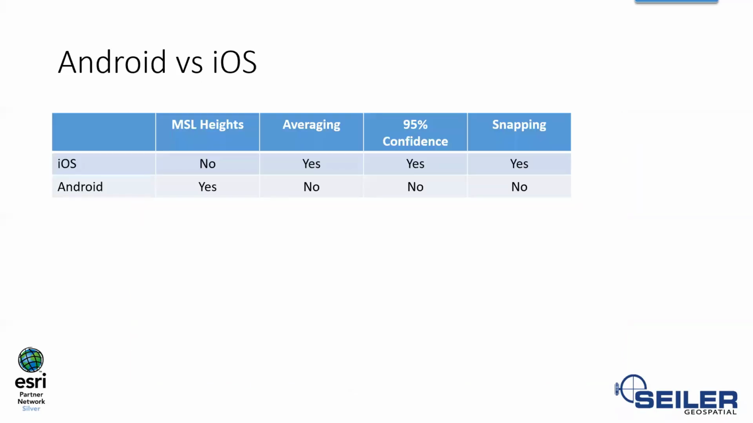So here's a little chart of what's different between iOS and Android. There are four differences really right now. Android can give you mean sea level elevations, iOS cannot. Android does not do averaging, does not give you a 95% confidence level, and does not have snapping. Now, that's not to mean that Esri is not working on this and going to bring this to a future build. They just wanted to get this application and this build out to the customers so they can use them in the field.